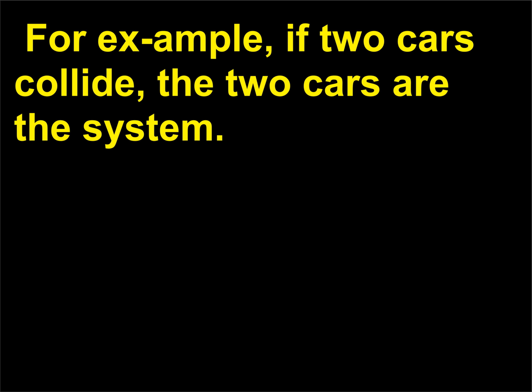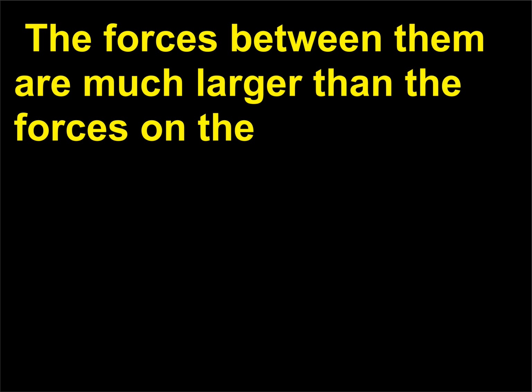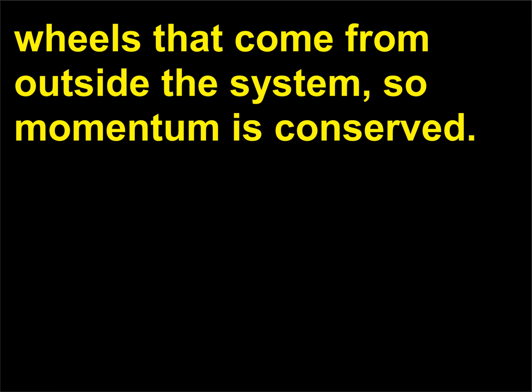For example, if two cars collide, the two cars are the system. The forces between them are much larger than the forces on the wheels that come from outside the system, so momentum is conserved.